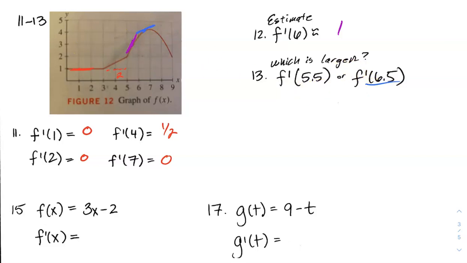Which one's larger? Well, we're talking about slopes here, so larger means steeper. Positive steeper, I would say. If it's a negative slope, then it's actually like, who's less steep? Whatever. In this case, since we're talking about positive numbers, which one's steeper? And that would be the purple one here. This is 6.5, so this one is larger.